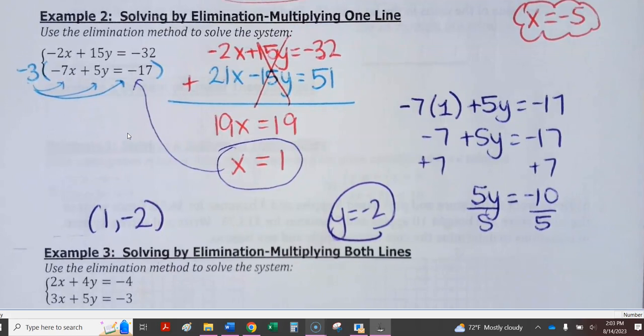Okay, anybody have any question? That's if we just multiply one of the equations. We kept the other one the same. All right, now, this is the worst case scenario you could run into in one of these problems.